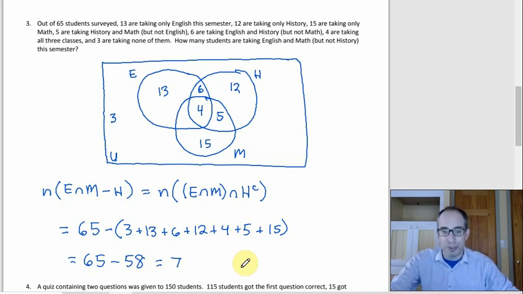And I guess if you want to double check it, you could. If you added 7 plus 3 plus 13 plus 6 plus 4 plus 12 plus 5 plus 15, you'll get 65 back out, and that's what you want here.